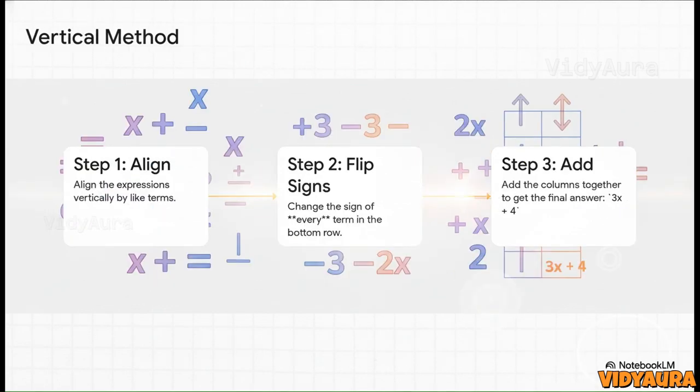And here's the vertical method. You start by stacking the like terms on top of each other. Then, and this is the magic move, you go through the entire bottom row and you flip every single sign. The 2x becomes negative 2x, the plus 3 becomes negative 3. Then you just add straight down the columns. And look at that, we get the same answer, 3x plus 4.